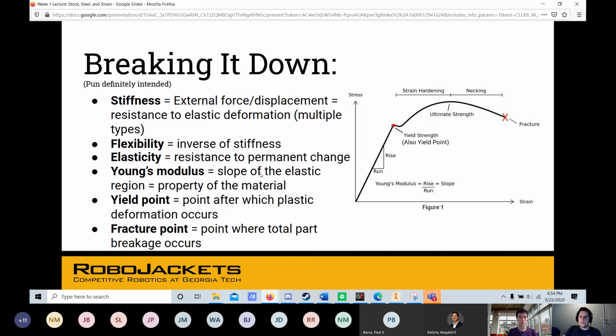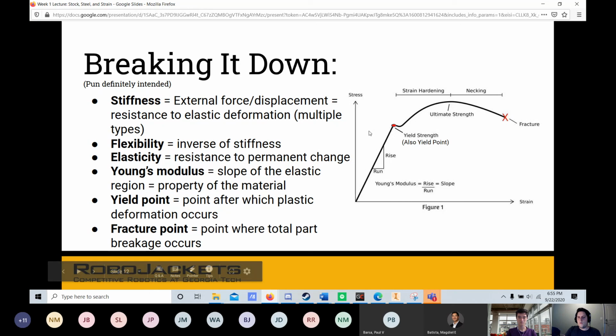So flexibility, I've actually never seen this term, to be completely honest. It's the inverse of stiffness. Elasticity is the resistance to permanent change. The big one that you have to keep in mind here is Young's modulus. So, kind of like stiffness, it's a ratio between two properties that you can think of kind of intuitively.